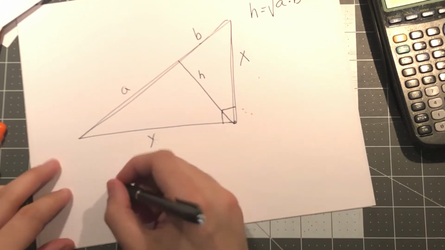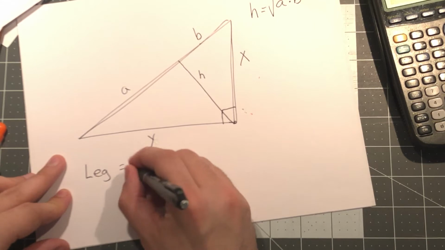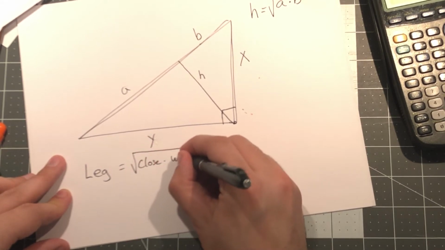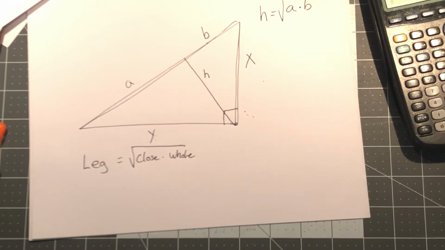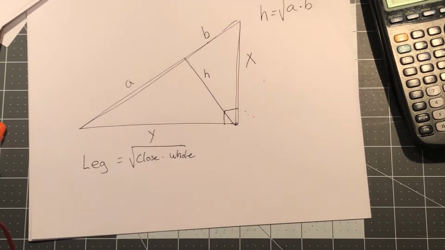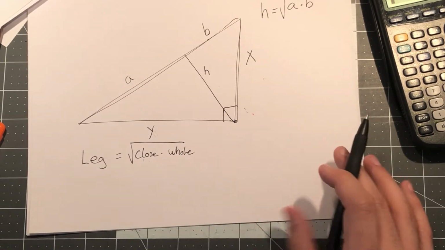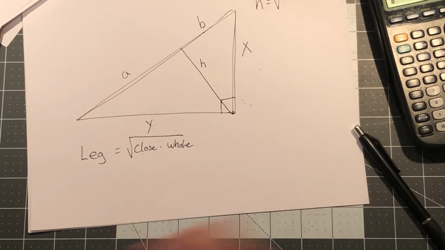And what that would be is this idea. I'm going to write the general version, and then I'm going to explain it. Square root, the close times the whole. What this is talking about is if I want to find the value of a leg, what I'm going to do is take the close part of the hypotenuse times the whole hypotenuse and square root it. Take the geometric mean of the whole times the close one.